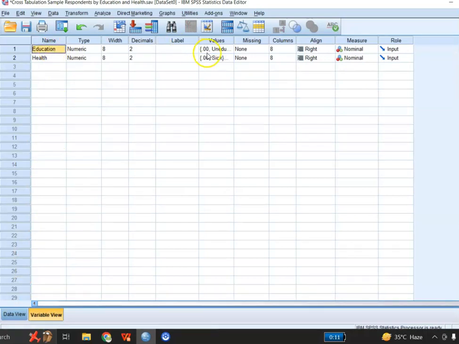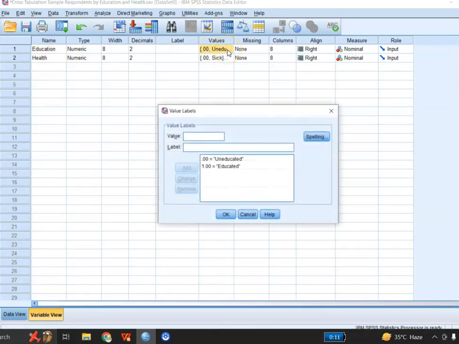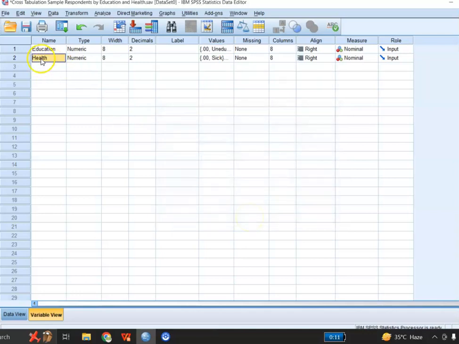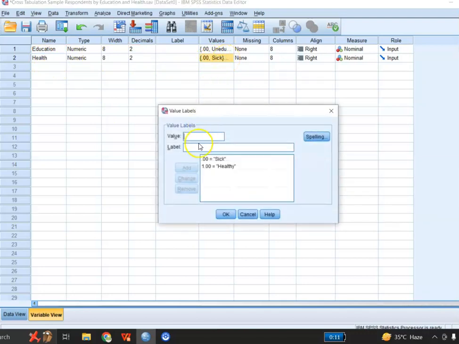Education is a categorical variable, and 1 stands for those who are educated and 0 stands for those who are uneducated. Similarly, for the health variable, we also have two categories. 0 stands for those individuals who are sick, and 1 stands for those individuals who are healthy. So both of them are categorical variables, and we can make a cross tab of these two variables.